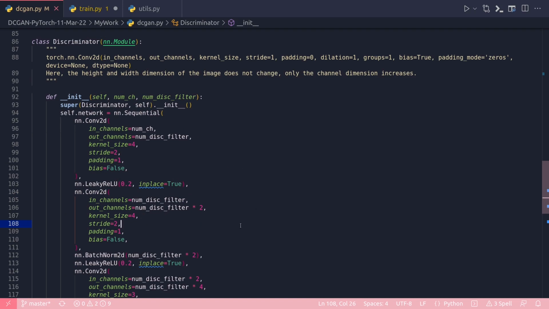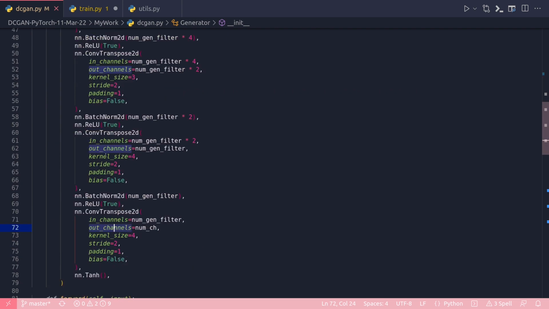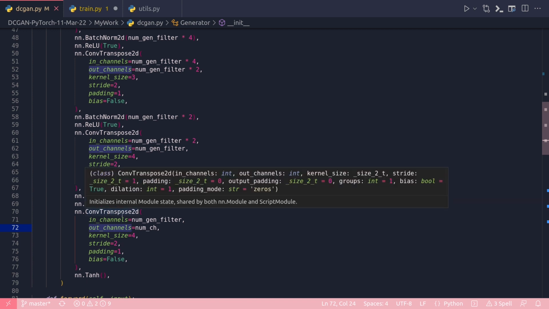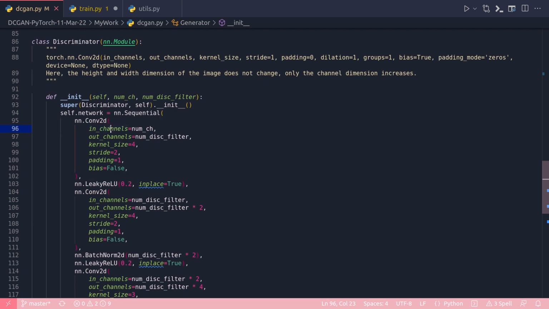Again, the discriminator starts with in channels to the first layer being the number of channels, because that's the final output from my generator. Remember, the out channel in the final layer of my generator, that is the fourth conv transpose 2D, was num channel. This is the MNIST dataset, so the number of channels will be 1, and that will be the starting in channels for my discriminator. Here I am in the discriminator class. In channels is num_ch. This will be 1. Out channel will be the number of discriminator filters.